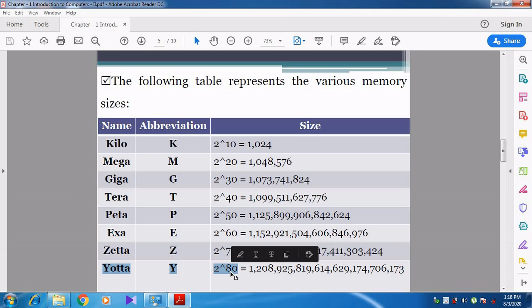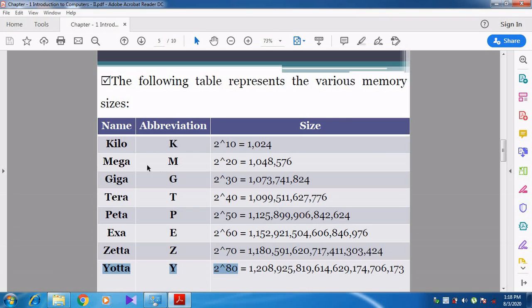So 2 to the power of 10, up to 2 to the power of 100, but in your book they have given only 2 to the power of 80. There are another 2 memory sizes, 2 to the power of 90 and 2 to the power of 100. Just try to find out, so that we can see how eager students are in the computer science subject. Right? Can you understand, students?